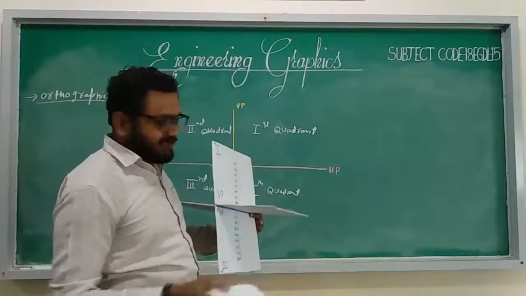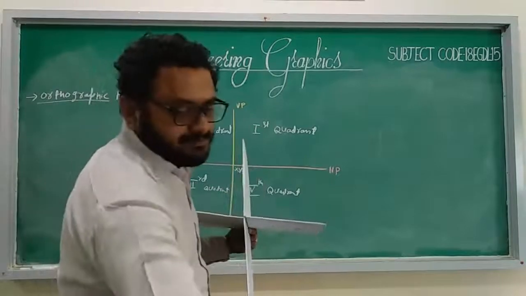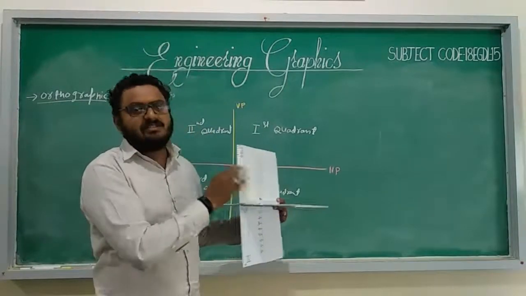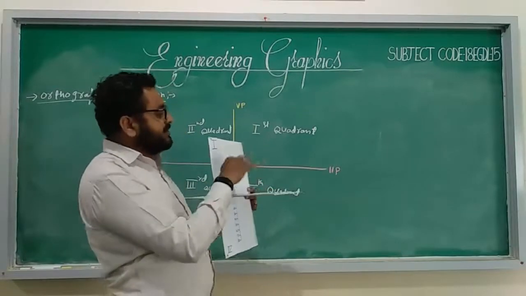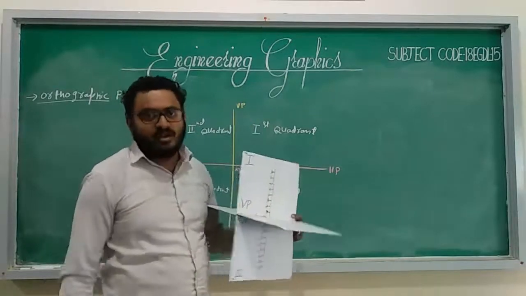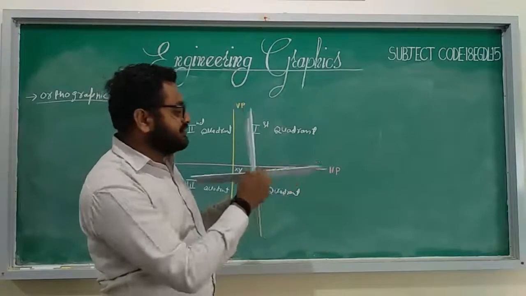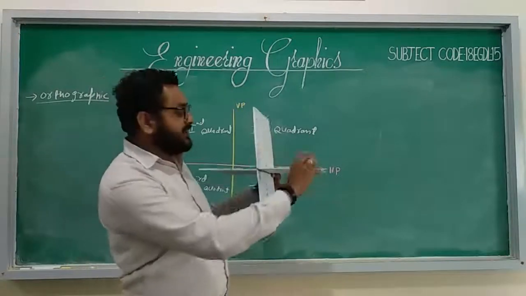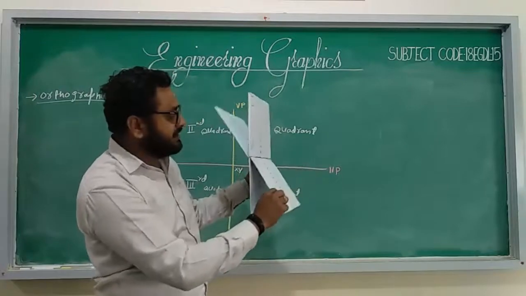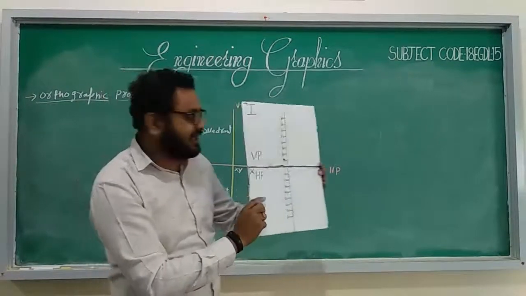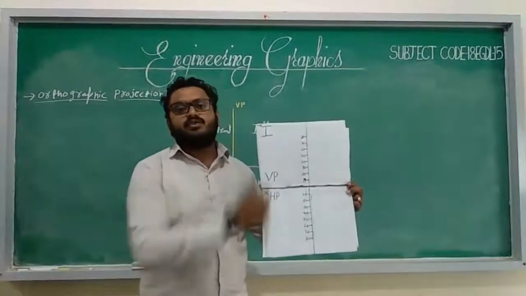So now the next one: if the object is kept here, it is 3-dimensional, with length, width, and height. How do we draw the 3-dimensional image on 2D paper? What do we need to follow? We always need to rotate the horizontal plane in a clockwise direction. See, I am rotating it, then the chamber is collapsed and it becomes 2D.